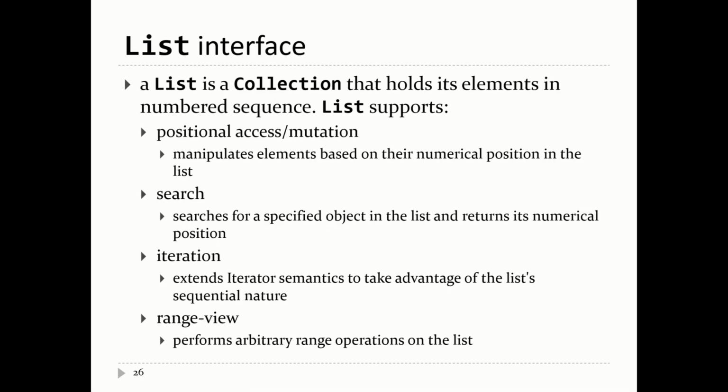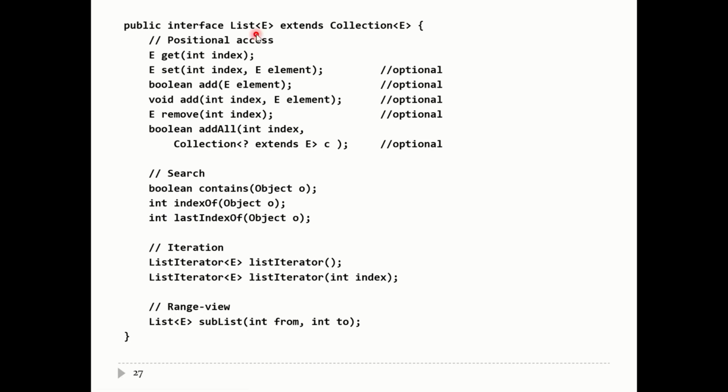So a list is a type of collection, but it holds its elements in a numbered sequence. In other words, you can use an index to get to any element in the list. That's something you can't do with a collection. So list adds its own methods that let you get or set an element by index. For example, in the list interface, there's a get and a set where you pass in an integer index. There's also a remove where you pass in an index.